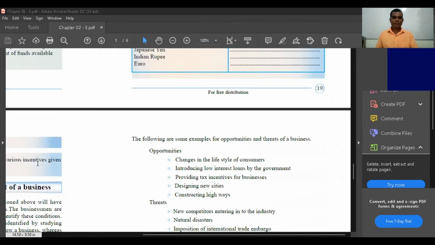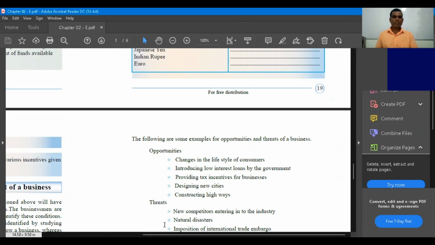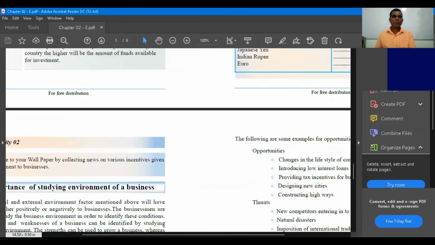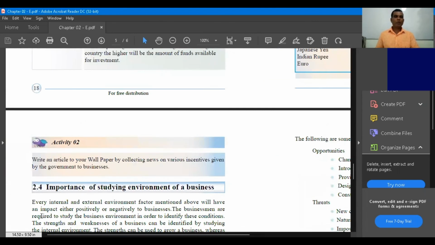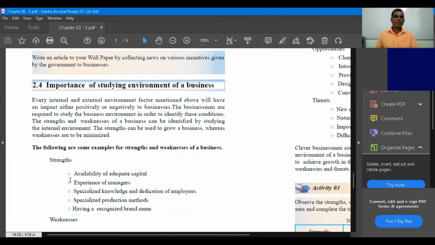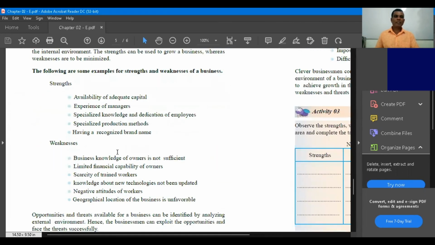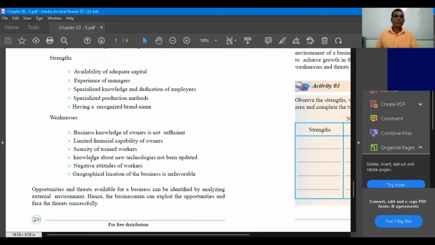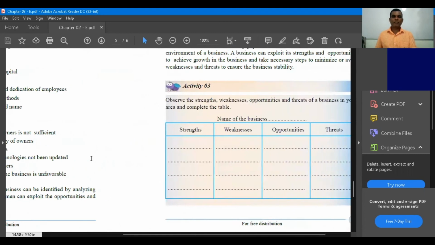Then our target is the importance of studying the business environment. Why do we study the business environment? Look at some examples. The following are some examples for strengths and weaknesses. Already we have learned. You can understand some strengths, you can study some weaknesses, and then related questions are there.